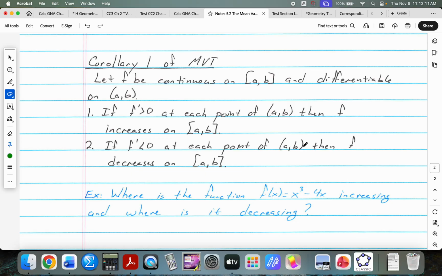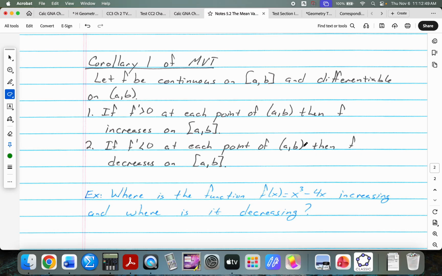It says if f is continuous on the closed interval from a to b and differentiable on the open interval from a to b, hey, that's exactly the same way the mean value theorem starts, isn't it? Those two things have to be true. Then, if f prime is greater than 0 at each point on the open interval from a to b, then f increases on the closed interval from a to b. And if f prime is less than 0 at each point in the open interval from a to b, then f decreases on the closed interval from a to b.